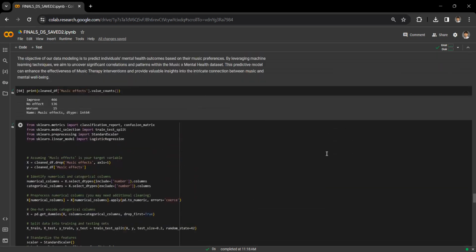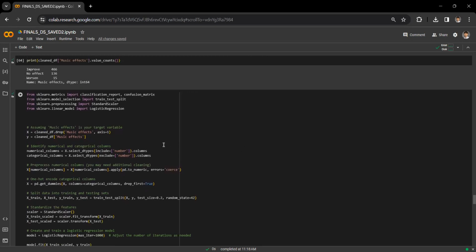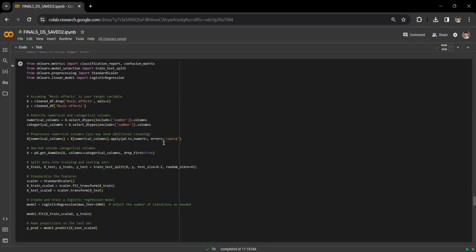The code is counting the occurrences of each unique value in the music effects column. The counts indicate how many times each value appears in the column. This information is useful for understanding the distribution of different music effects in the music effects column of the data frame. The next code is a procedure for creating a logistic regression model to predict categorical outcomes using a dataset.